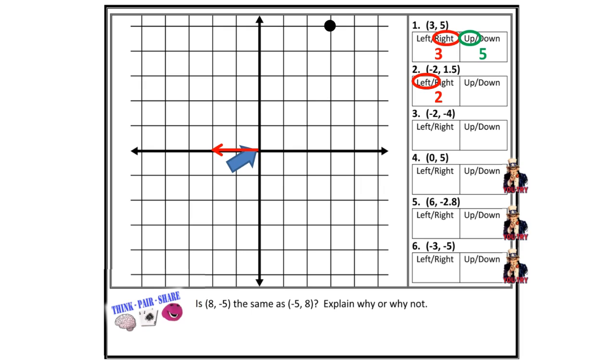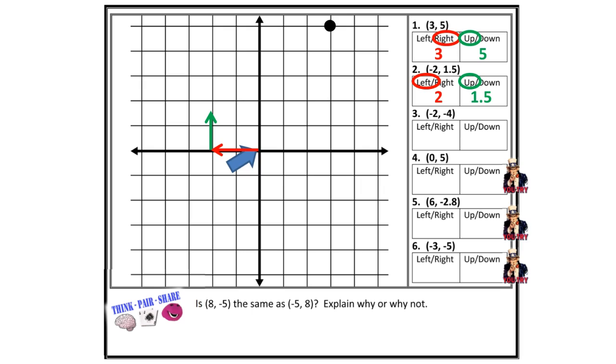Now I'm going to look at my y-coordinate, which is 1.5. It's positive 1.5. So I'm going to go 1.5 steps in the upward direction. Up is positive, down is negative. In order to do 1.5, I'm going to go up 1 and then about halfway through the second.